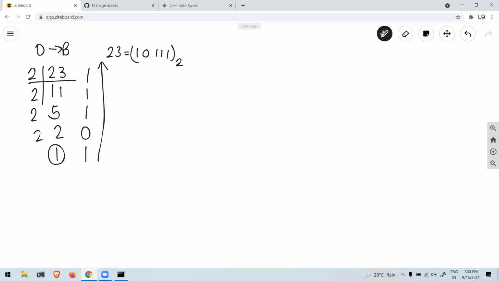And how you write it in text is like this. You write this base. So this number is in base 2, or the binary number system, and this number is in base 10, or the decimal number system. So this is the way things are written, and the representation of 23 in binary would be something like this. You just keep on dividing, and then you get this.